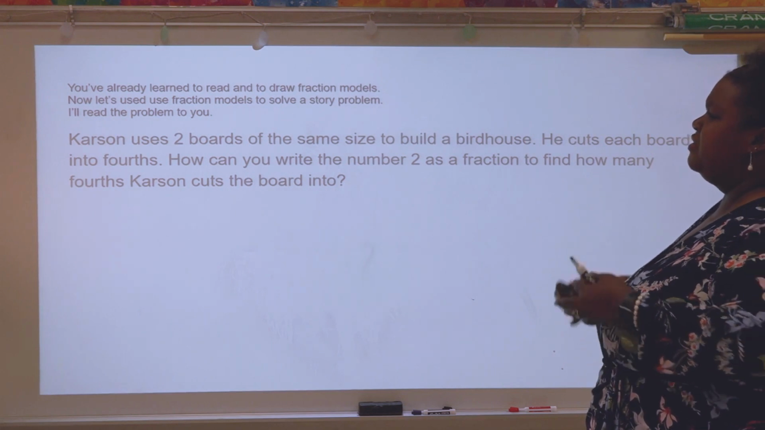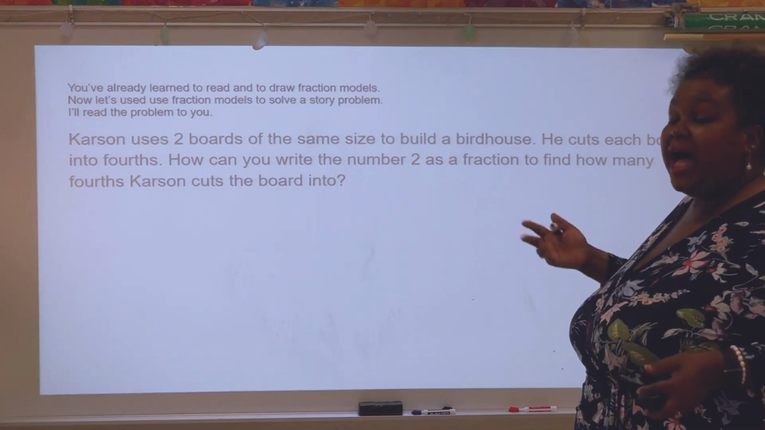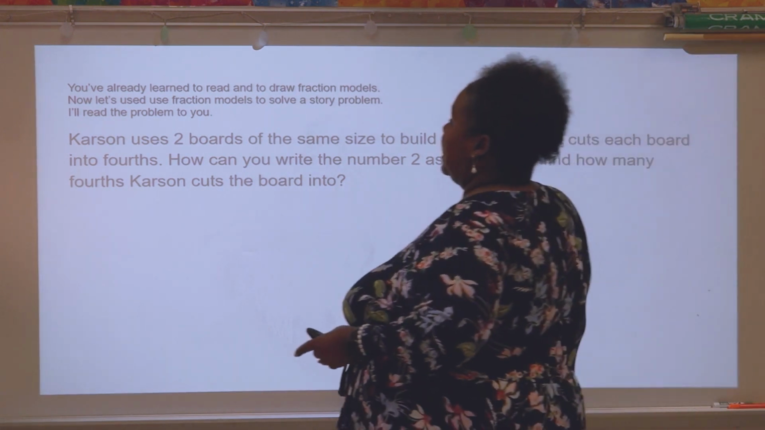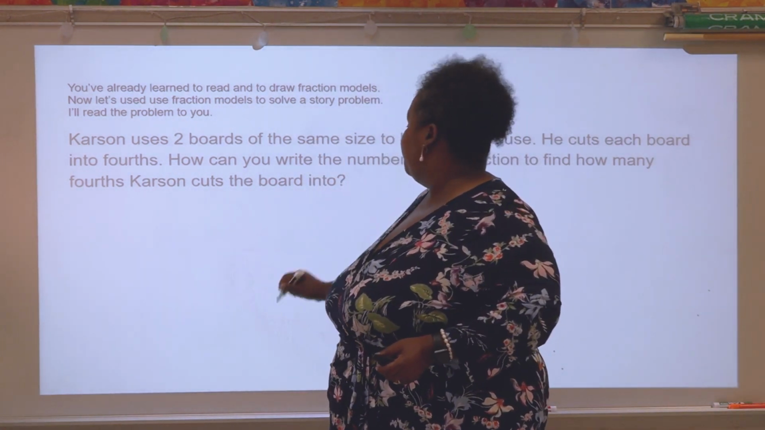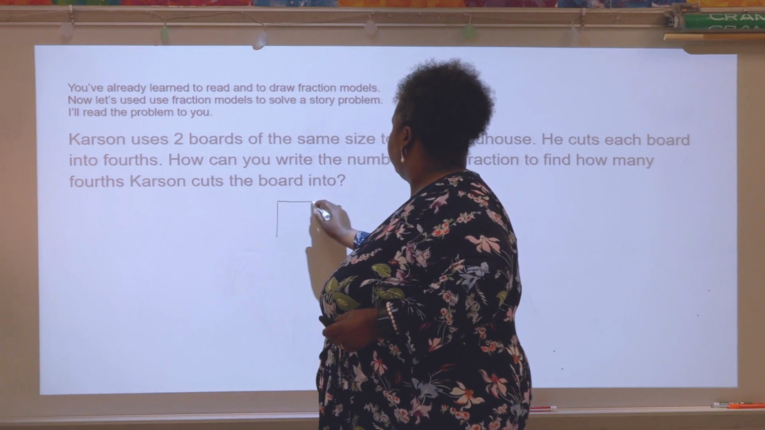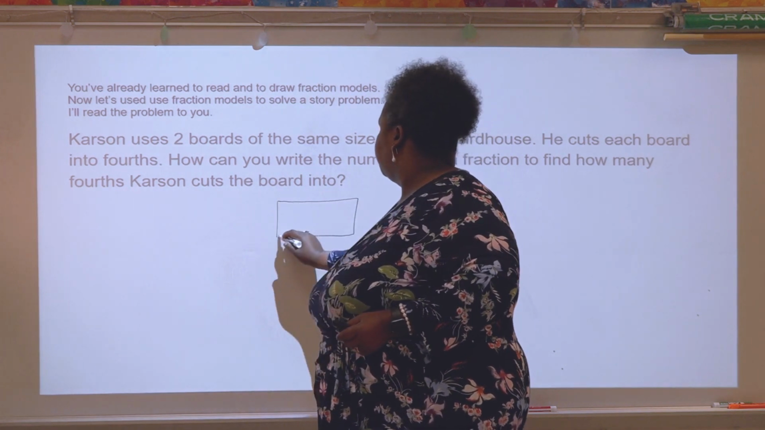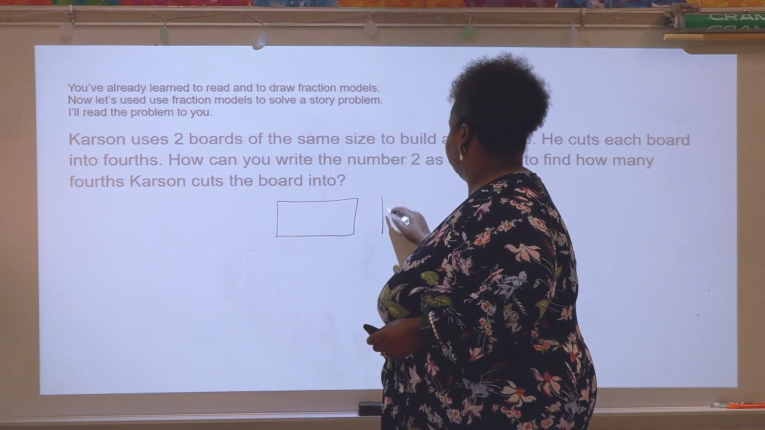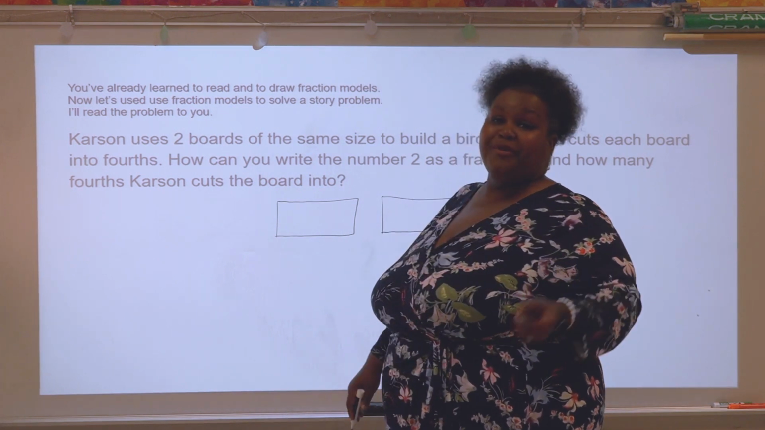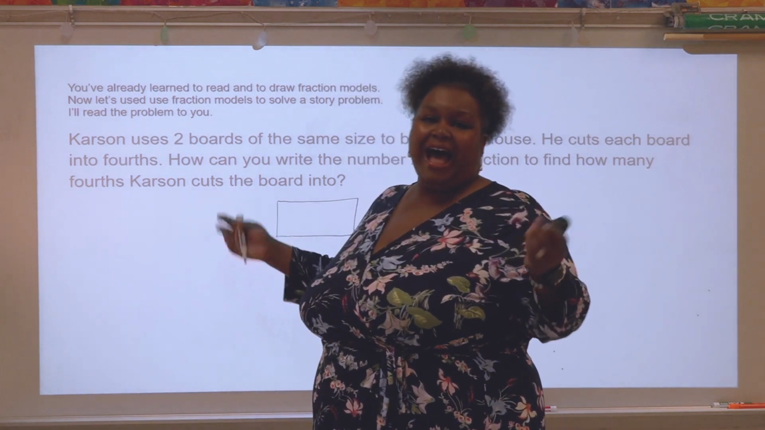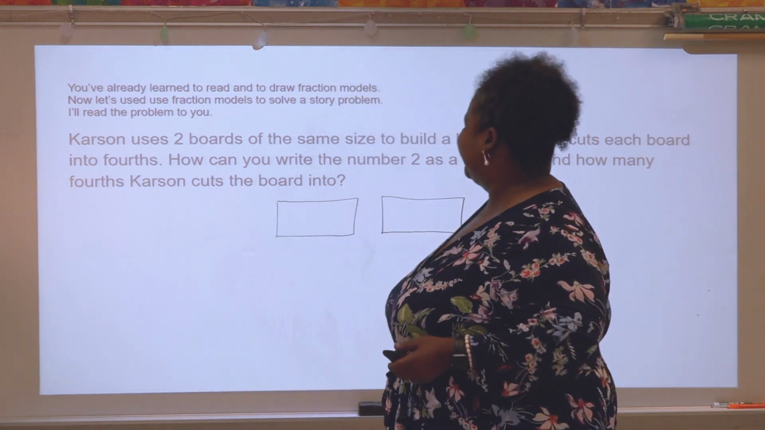So, I'm hearing the word boards. When I hear boards, I think of a rectangle. And how many boards does he have? I hope you're saying 2. Board 1, board 2. And like I said before, Miss Sharkley's not an artist. I'm trying my best with my drawings.